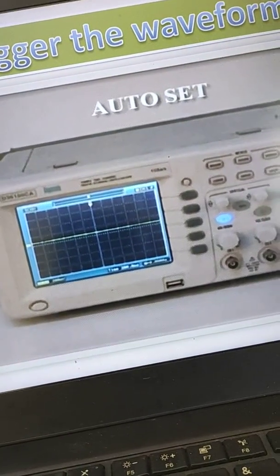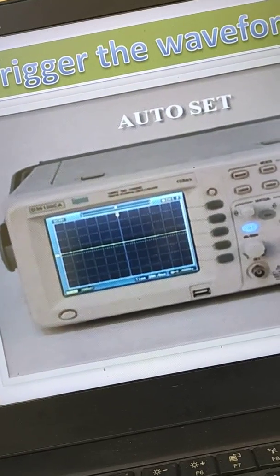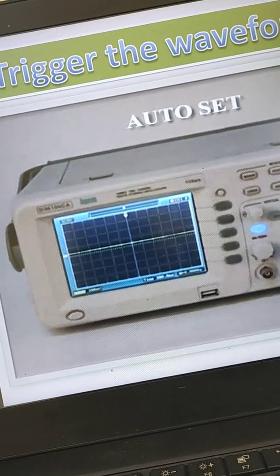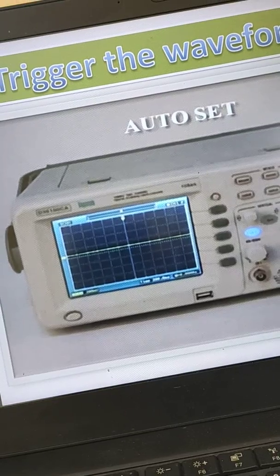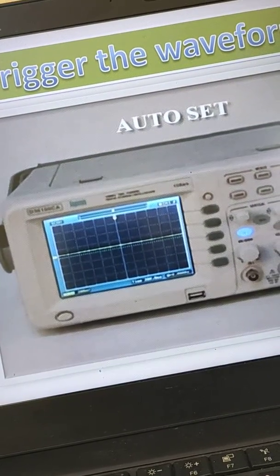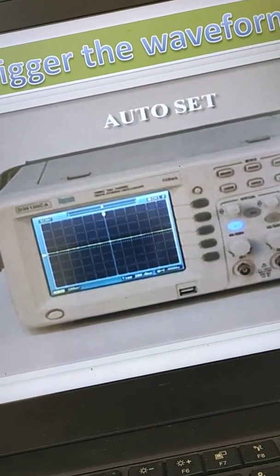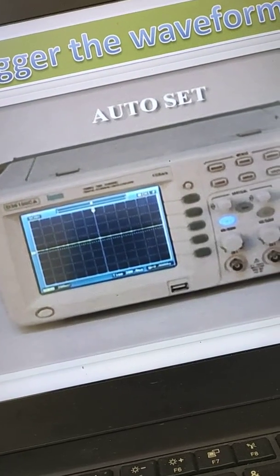Next, suppose the exam question is like this: draw the block diagram of digital storage oscilloscope and explain in detail. At that time you can also draw the front panel and then explain the block diagram.